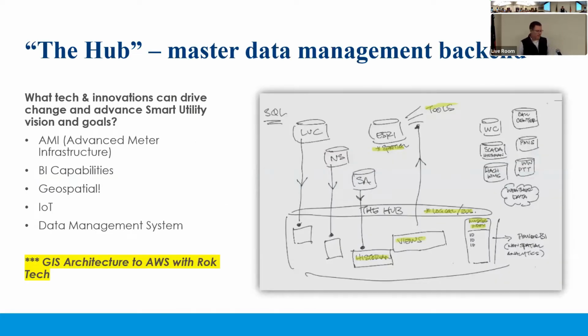So there are a lot of different technologies and innovations that can drive change and advance our vision for a smart water utility. One of those big ones that we're in the middle of right now is a switch from an AMR meter reading system to an AMI. This is an advanced metering infrastructure.